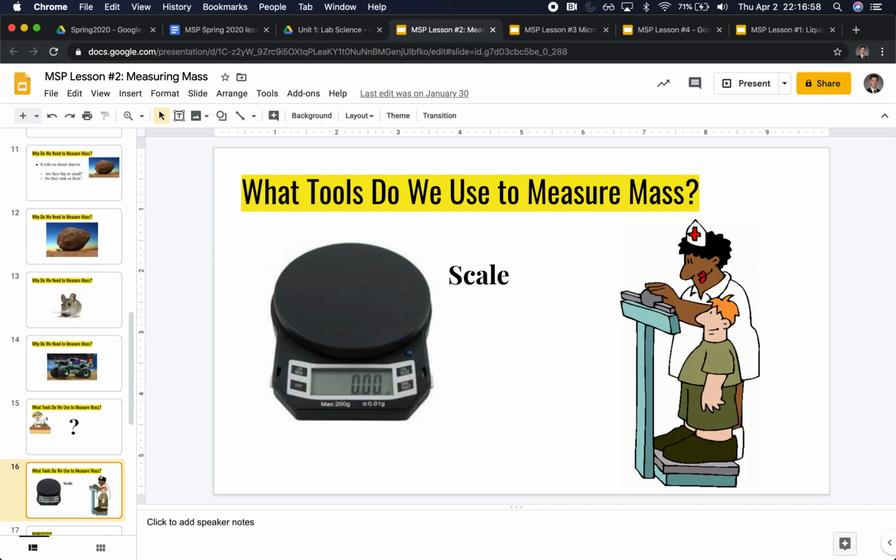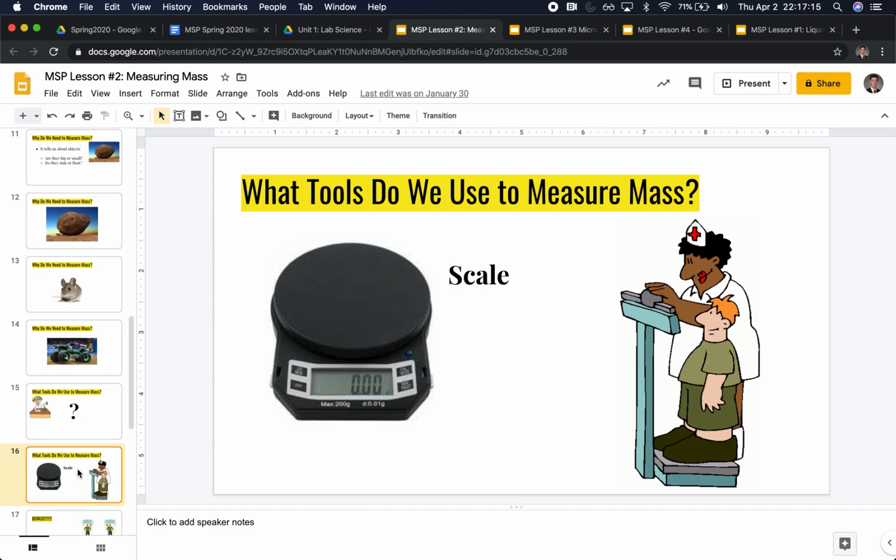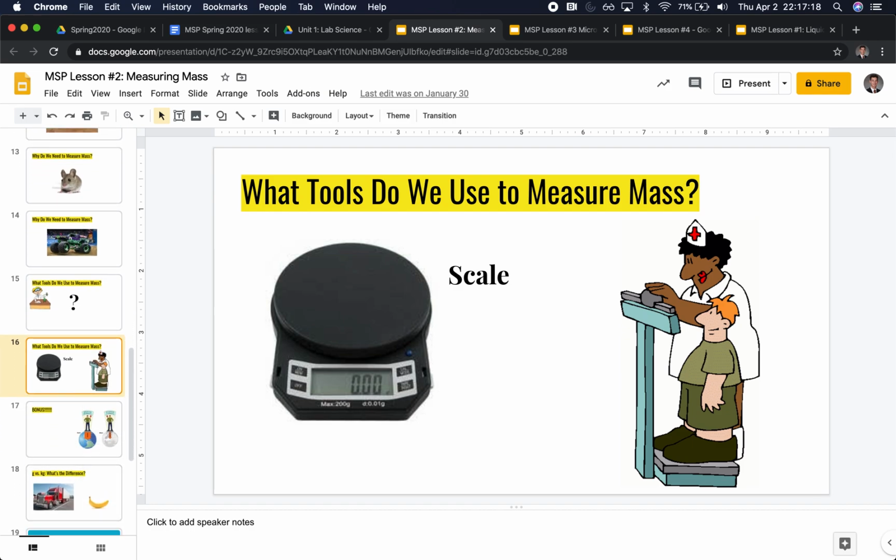So what tools do we use? This is an introduction to their materials. They might not be familiar with this kind of scientific mass scale, but chances are good they're familiar with being weighed at the doctor's office or the school nurse, and just explaining that those do the same thing is important.